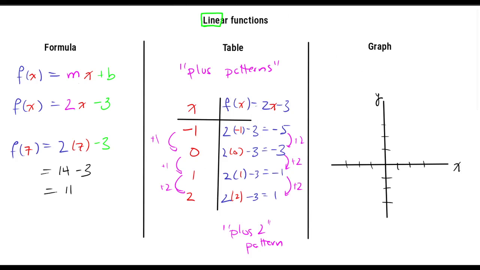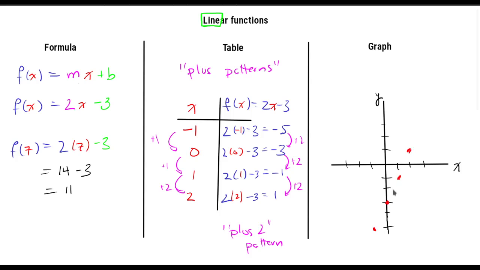Now let's talk about graphs of linear functions. So we said we're going to see a line here when we graph this. So let's plot these points and see what we get. Negative 1, comma negative 5. So negative 1, 2, 3, 4, 5. So negative 1, negative 5 would put us about here. 0, comma negative 3 puts us there. 1, comma negative 1. And 2, comma positive 1 puts us about there.